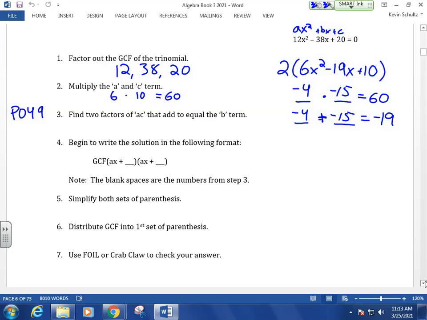Okay. So step 4 is where we start to set this up. And this is the format that you use here. Our greatest common factor, that 2 that we pulled out in step 1, goes out in front, and then we make our two sets of parentheses here. Now, both sets of parentheses get that ax term, which is the 6x in 6x squared minus 19x plus 10. So both sets of parentheses get that 6x term.